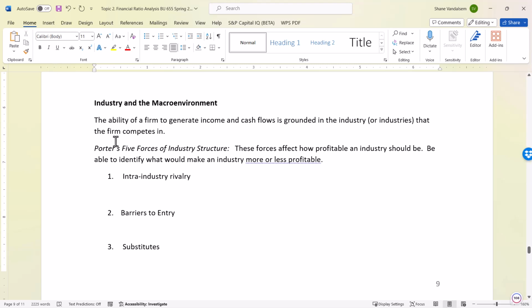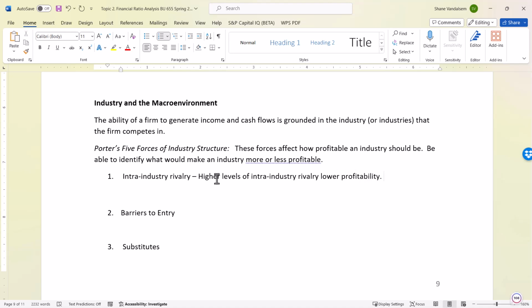So the first force that Porter talked about was intra-industry rivalry. In other words, is there a lot of rivalry within the industry? You can think back to the cola wars in the 1980s, with Pepsi versus Coke and how competitive they were. Nowadays, we see car companies compete at a high level. Firms with high levels of intra-industry rivalry tend to have lower profitability. So higher levels of intra-industry rivalry mean lower profitability.